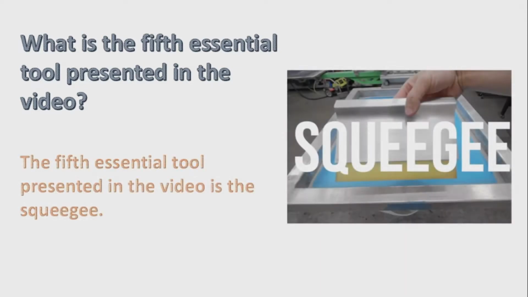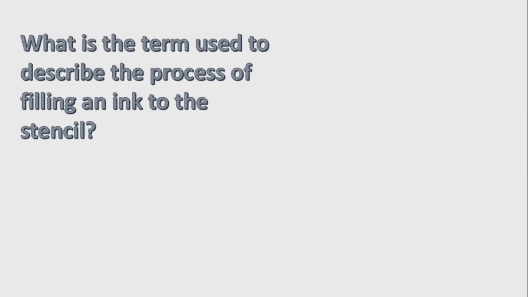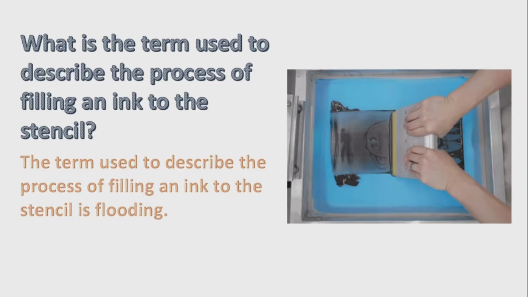Number 17. What is the 5th essential tool presented in the video? The answer is, the 5th essential tool presented in the video is the squeegee. Number 18. What is the term used to describe the process of filling an ink to the stencil? The answer is, the term used to describe the process of filling an ink to the stencil is flooding.